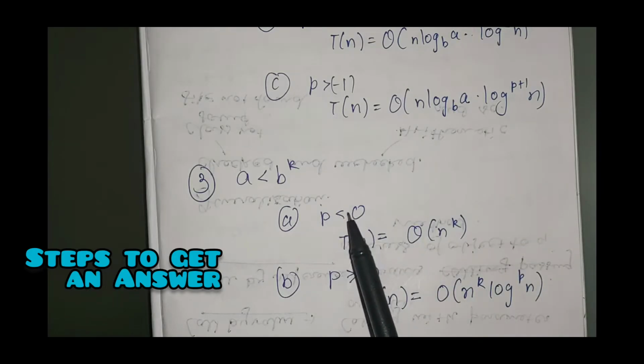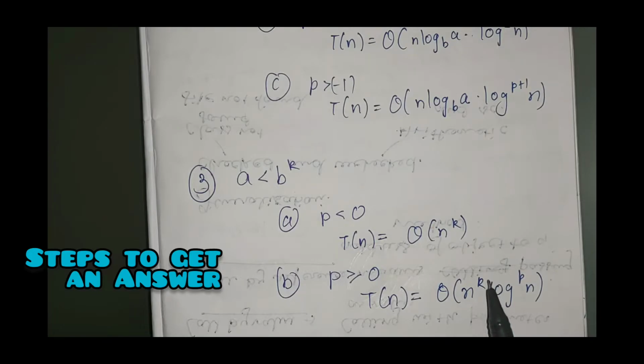So if our p is less than 0, the function will become theta of n raised to the power k, right? And the second is that if p is greater than or equal to 0, our function becomes order of time complexity of n^k log^p n. And it is to be noted that this is the formula. We are having the values of k and p, so we have to write those values.